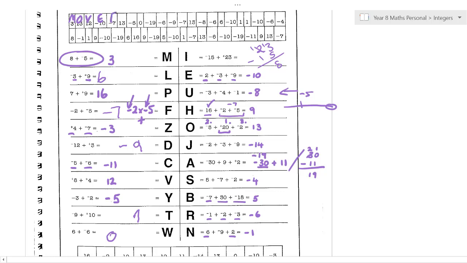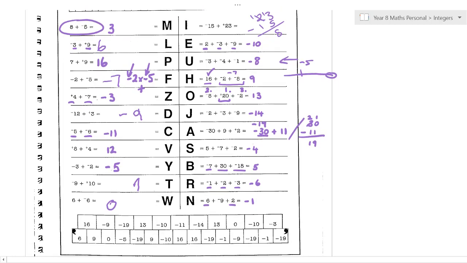Move forward 4 letters in the alphabet for each of them. Okay, now girls, there's 4 minutes to go.